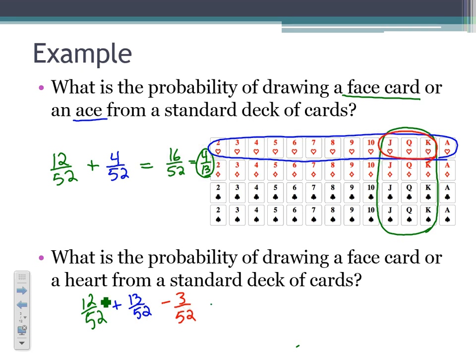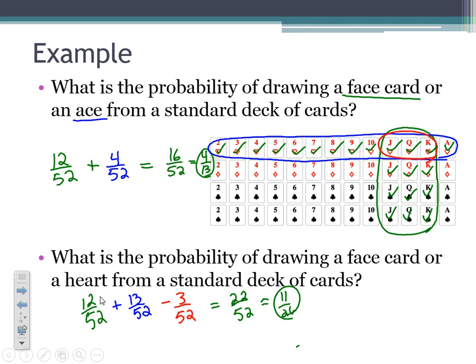Okay? So what we end up with here is 22 out of 52 cards would represent being a face card or a heart. And if we count those up, 1, 2, 3, 4, 5, 6, 7, 8, 9, 10, 11, 12, 13, 14, 15, 16, 17, 18, 19, 20, 21, 22. We can see that makes sense in that context of that problem. All right? But again, representing your probability as a reduced down fraction, this would be equal to 11 over 26 if we wanted to reduce that down.